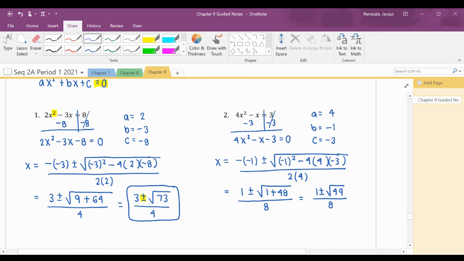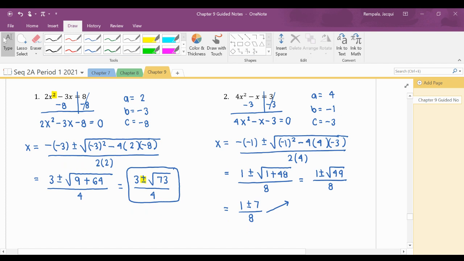So put that radical into the calculator, and you'll notice we get a nice number. We get the number 7. So because we don't have a square root, that means I want to continue. I'm going to break this up into two different fractions. We will have 1 plus 7 divided by 8, and we will have 1 minus 7 being divided by 8.